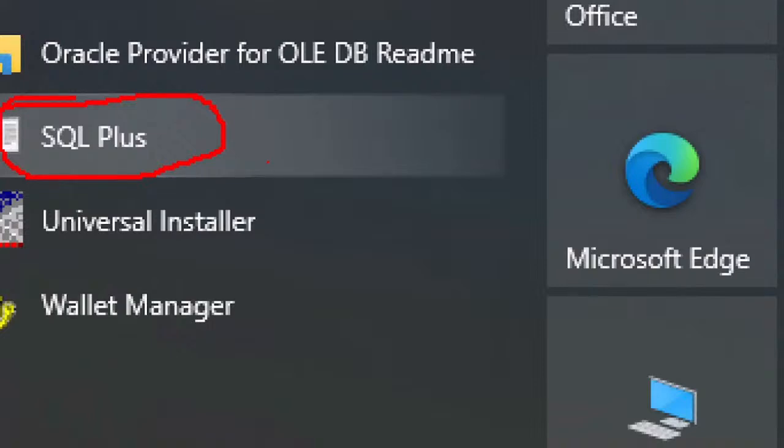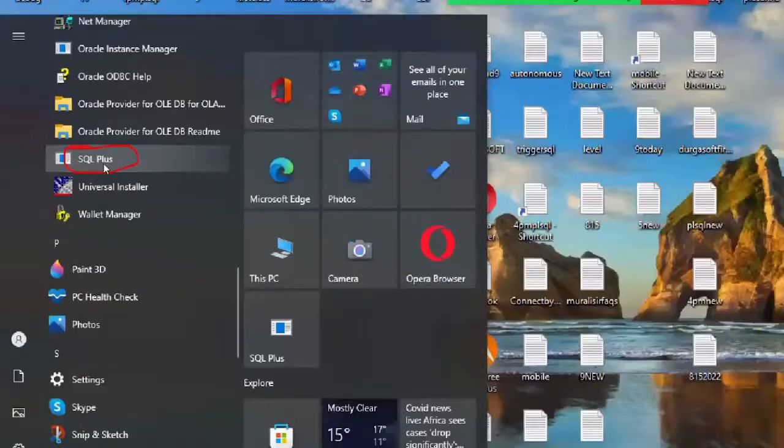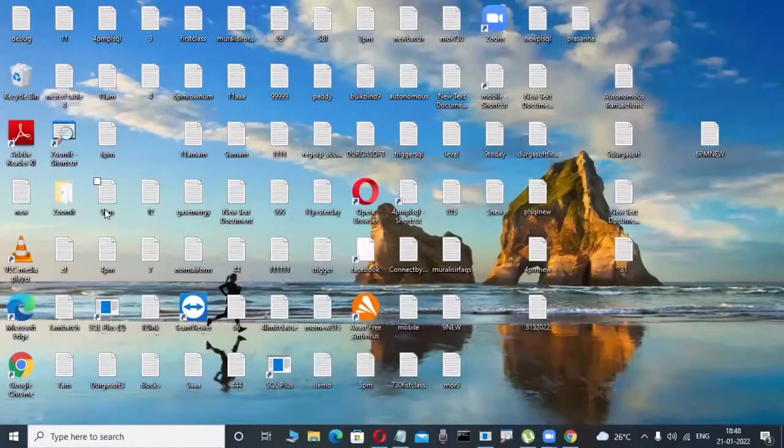SQL Plus is a default tool. Again, SQL Developer is a tool, that is a GUI tool. That tool also you can install, not a problem. Again, SQL Navigator is a tool, Toad is a tool. Those are all explicit GUI tools. But SQL Plus, you are not required to load. Once we load the Oracle software, automatically that SQL Plus tool is available.